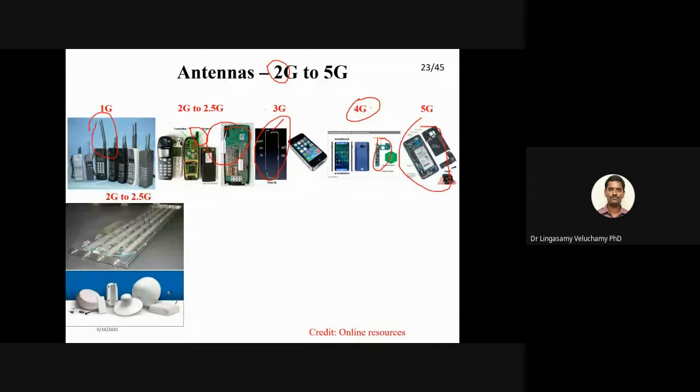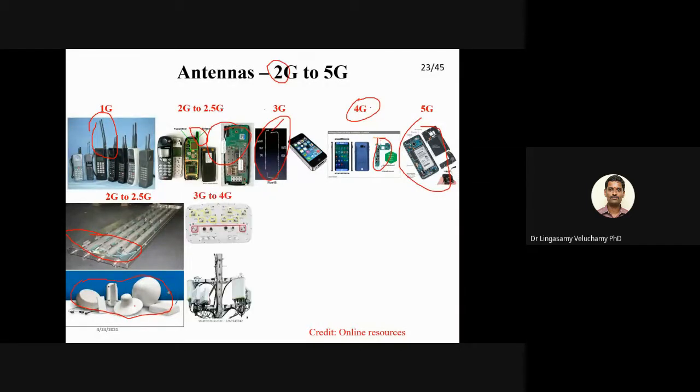Next is 2G. So this is the UE side, or mobile device side. On the base station antenna side, initially it was 2 to 2.5G. You might have seen the tubular kind of thing on the tower, inside which you will have this kind of antenna structure. When you visit a shopping mall or anywhere, you might have seen these kinds of panel antennas. This was the 2 to 2.5G scenario.